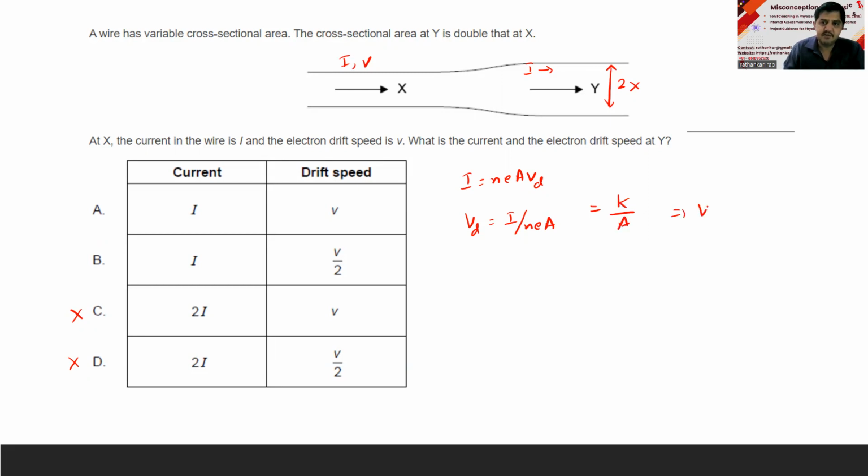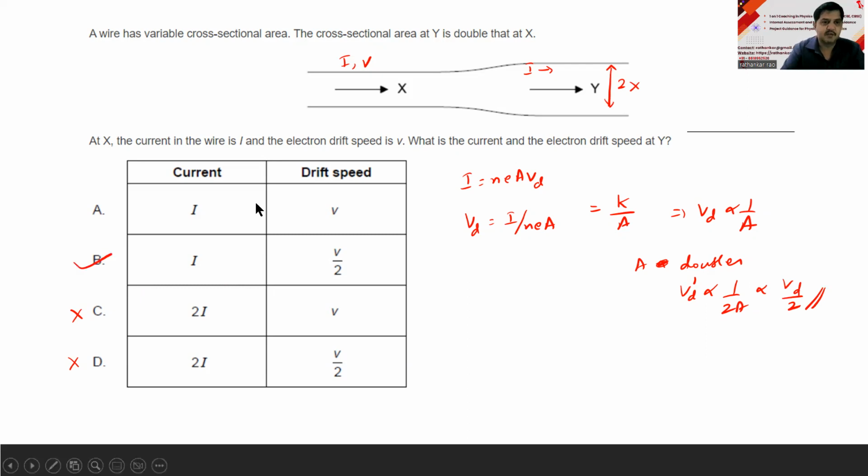So what do we say here? You can say v_d is proportional to 1 by area. Now, if area doubles, then v_d will become proportional to 1 by 2A. Earlier it was A, now it is 2A, which means what happens? Let me call this v_d dash. This will now be v_d divided by 2. Thus the drift velocity gets halved. Which is the right answer? This is the right answer.